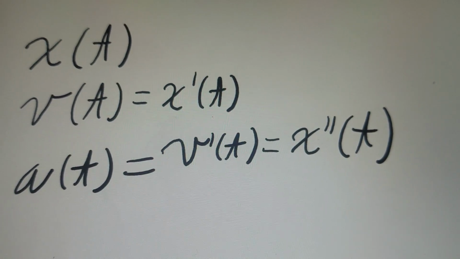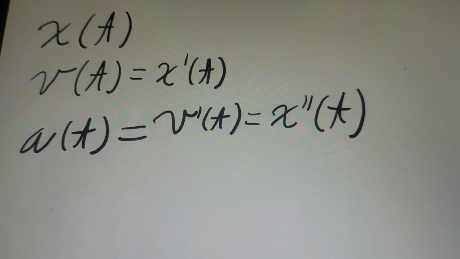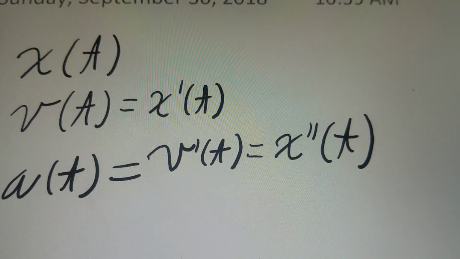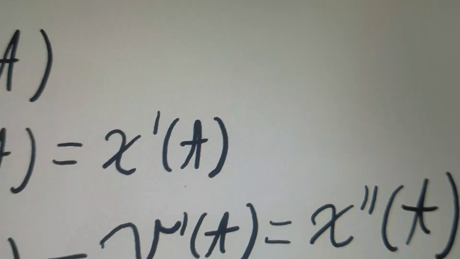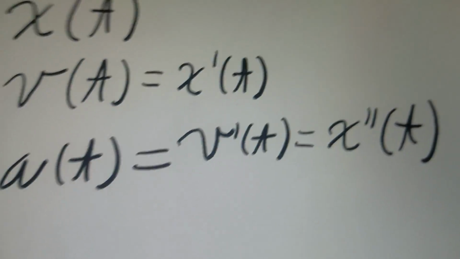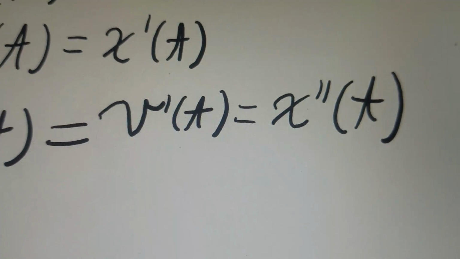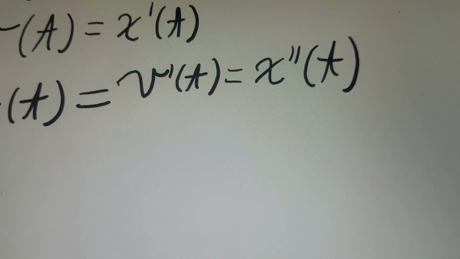So in today's video, we're going to be going over the position, velocity, and acceleration equation and how we can use calculus to derive each of the equations. For example, like how velocity can be derived by taking the derivative of the position, and how acceleration can be derived by either taking the first derivative of velocity or the second derivative of position.